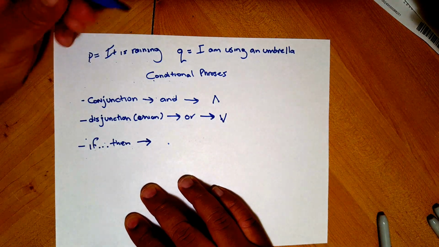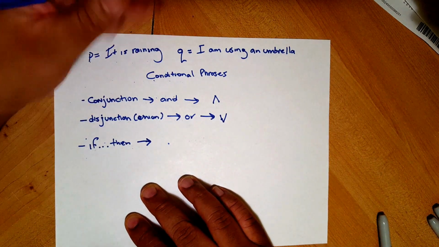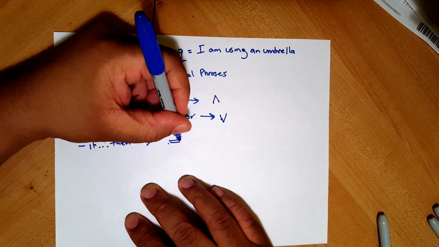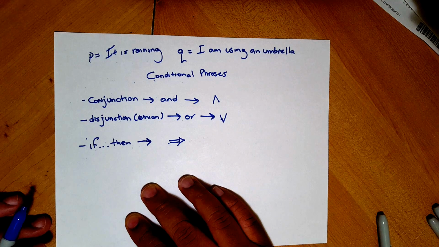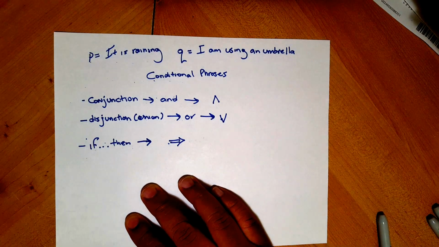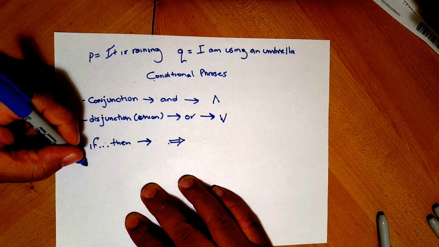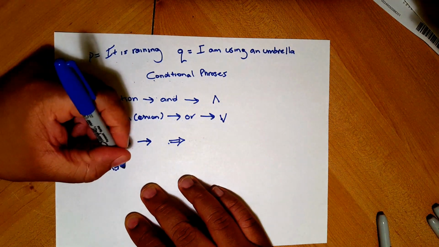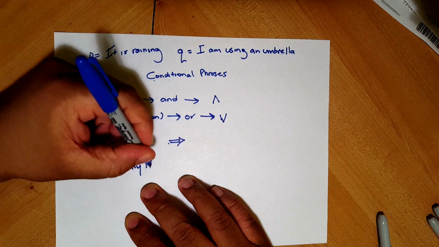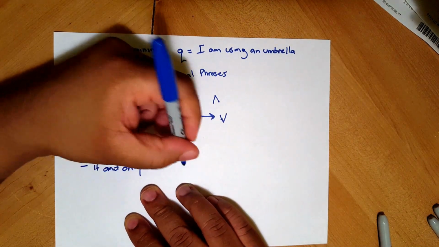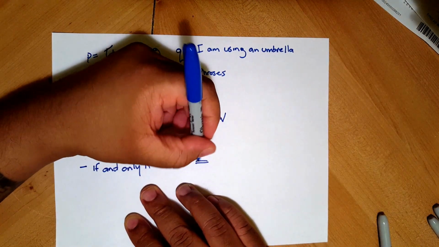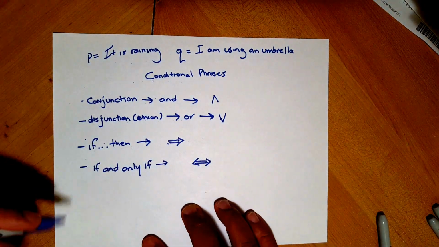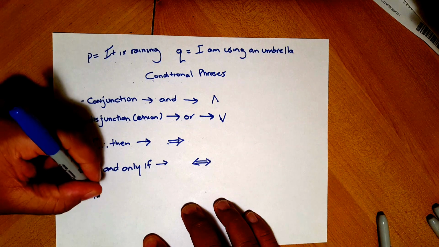And literally that just means if then, so if something, then something else. And the symbol for that is that arrow, okay? The last one we have is if and only if. And this is described by a double arrow, okay? Two arrows.